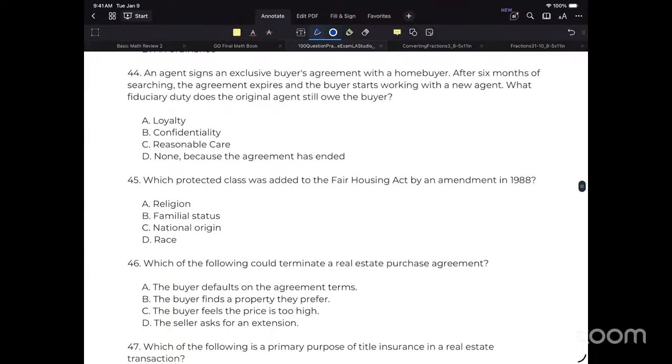All right, 44. An agent signs an exclusive buyer's agreement with a home buyer. After 6 months of searching, the agreement expires and the buyer starts working with a new agent. What fiduciary duty does the original agent still owe the buyer? Loyalty, confidentiality, reasonable care, or none because the agreement has ended. So this one, I'm just going to answer it.